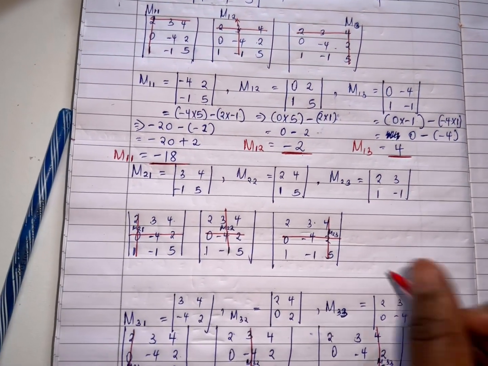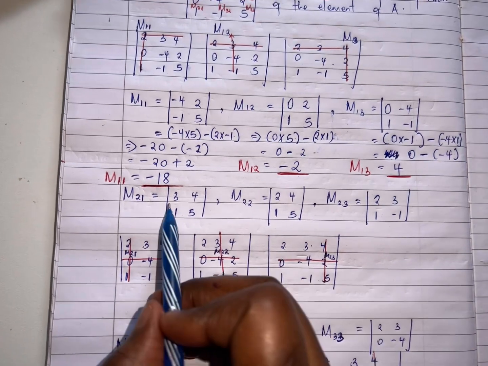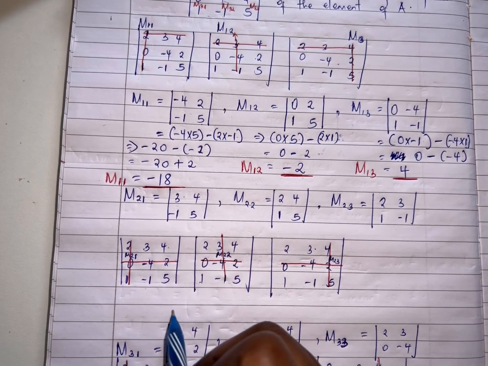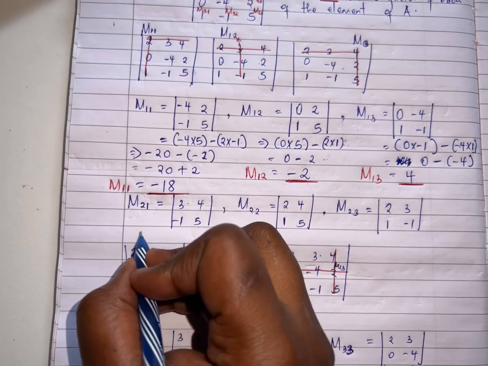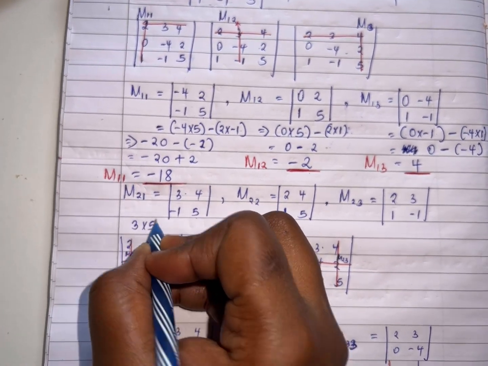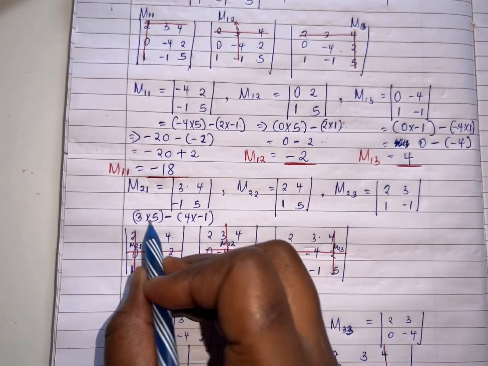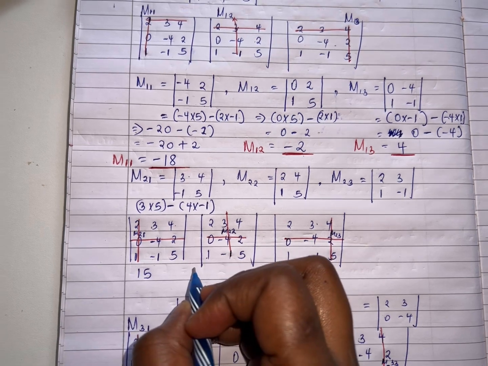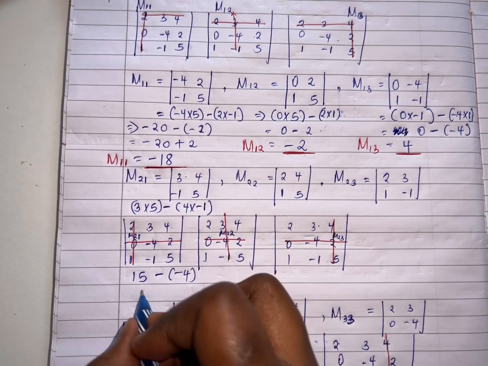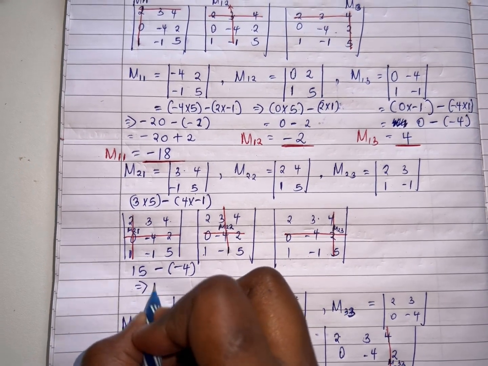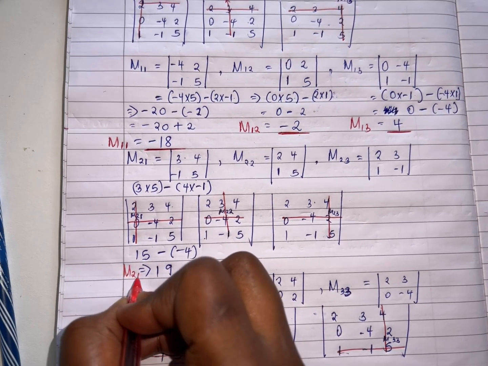So move on to M21. I'll try and squeeze. Let me write it down here. Hope it fits. So 3 times 5 minus 4 times negative 1. Let me write down because there's no space. That is 15 minus negative 4. That's 15 plus 4, which is 19. So that's M21.